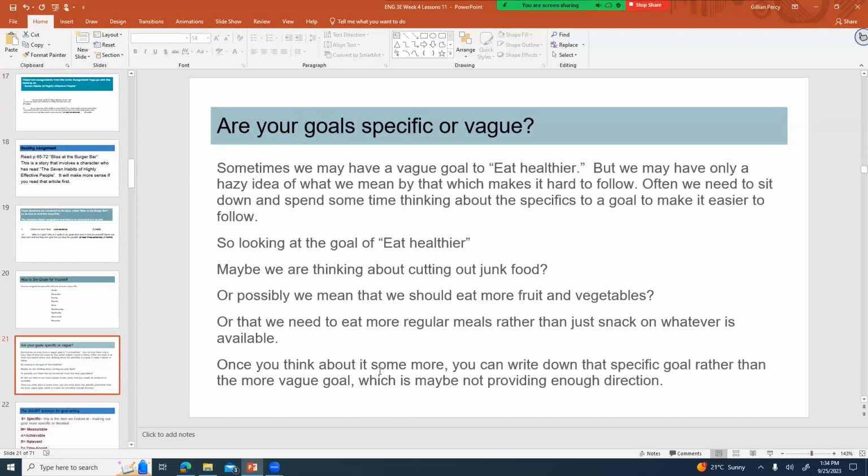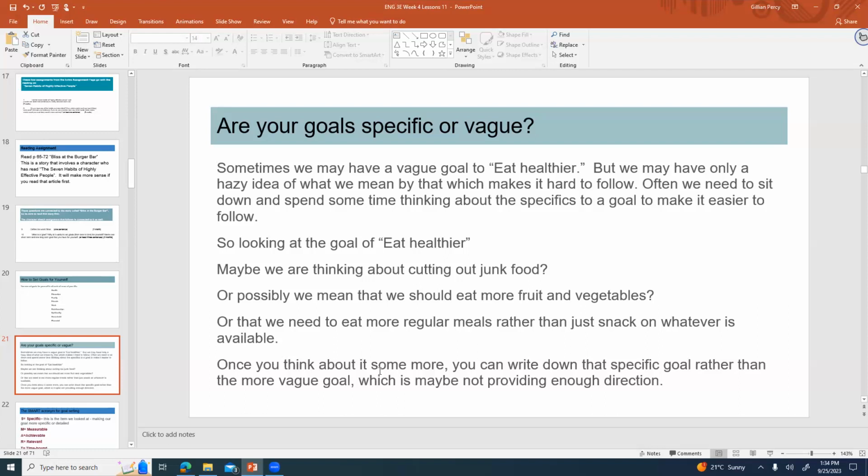The thing is, are your goals specific or are they vague? Sometimes we may have a vague goal of, I need to eat healthier, but we may only have a hazy idea of what we mean by that, which makes it hard to follow. Often we need to sit down and spend some time thinking about the specifics to get to a goal that will make it easier to follow. So if we're looking at the goal of eating healthier, you have to think about, well, what was I thinking about when I said that? What was I meaning?